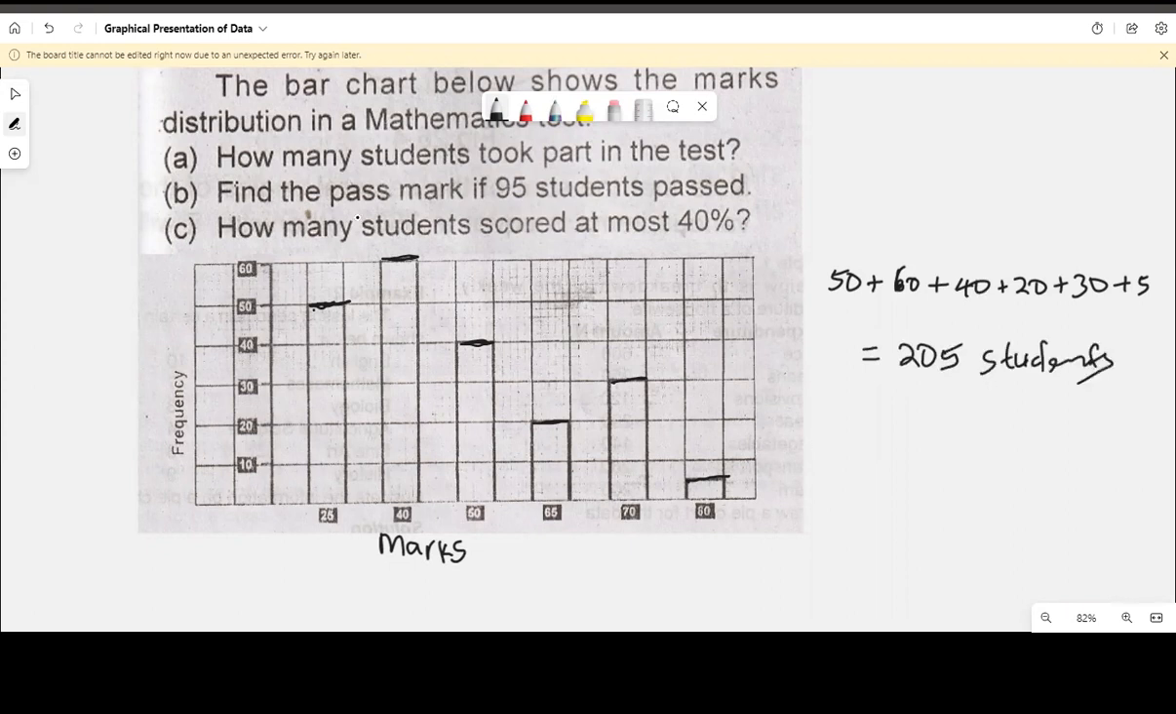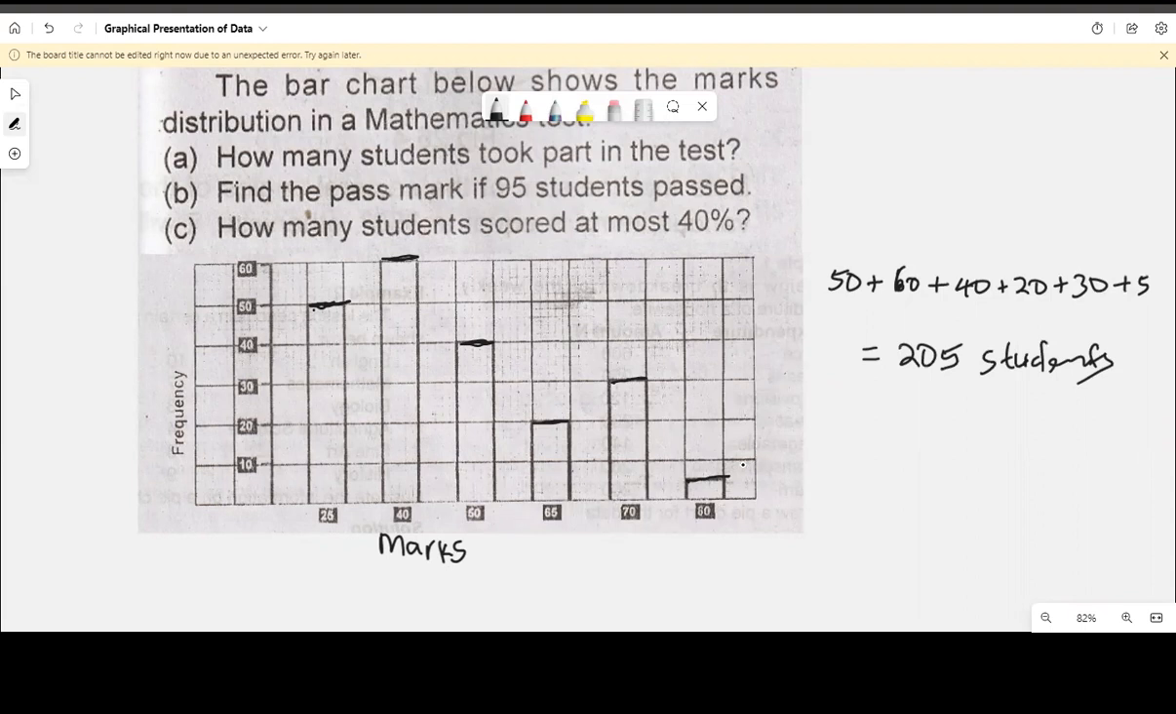Then the B part says find the pass mark if 95 students passed the test. How can we do that? To do that, we find a mark that corresponds to the cumulative frequency of 95. And we will do that from the highest mark. Why? Because we are looking for the pass mark. Definitely we have to start from the highest and then go down to know which mark is the pass mark.